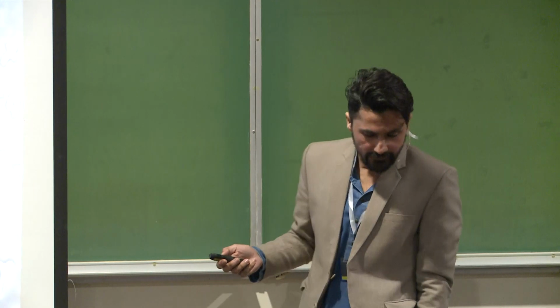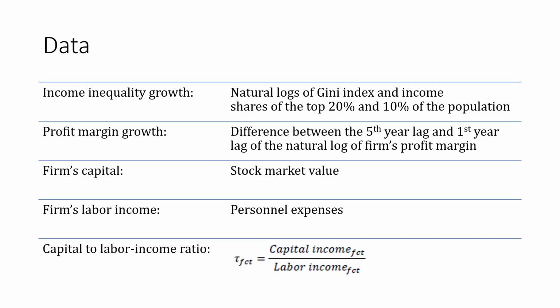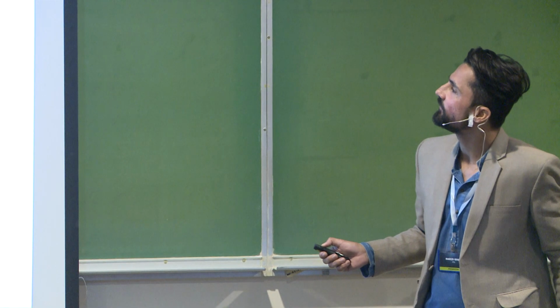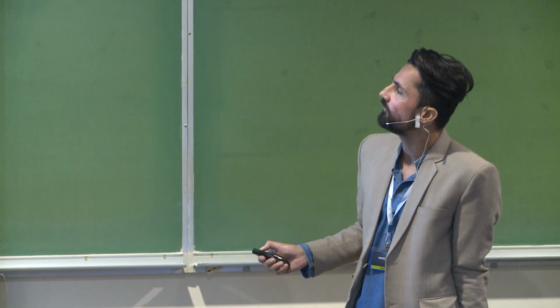Data and methodology, let's get down to business. So how do we do that? For income inequality growth, we are taking the natural logs of the Gini index and the income shares of the top 20 and 10% of the population to show growth. For the profit margin growth at the firm level, we take the difference of the 5th year lag and the 1st year lag of the natural log of the firm's profit margin.